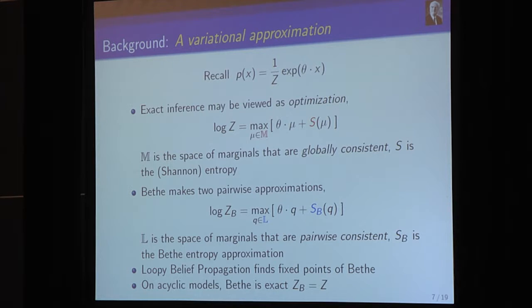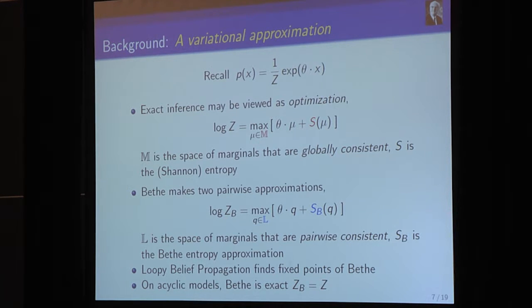So thinking of approximation, let's look at a variational way of thinking about this. It's well known that exact inference may be viewed as optimization, where log Z, the log of the true partition function, is the maximum over all probability distributions that are globally consistent with the variables, of the expression in the brackets, which is the expected score plus the true entropy. And in this talk, we're going to focus on an approximation which was introduced by the physicist Hans Bethe, who's looking down from the top right corner.